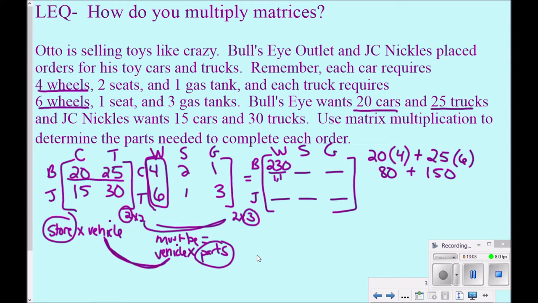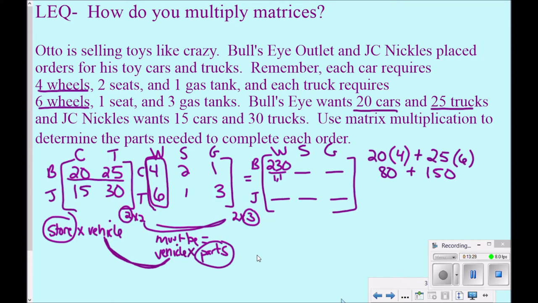And then notice what we did here. We did 20 times 4. Well, 20 is the number on the left, and 4 is the first number when I'm looking top to bottom, it's the top number. So 20 times 4, and then I'm reading left to right and top to bottom, so 25 times 6, and then I add those. Okay, so that's how we'll fill in all of these.